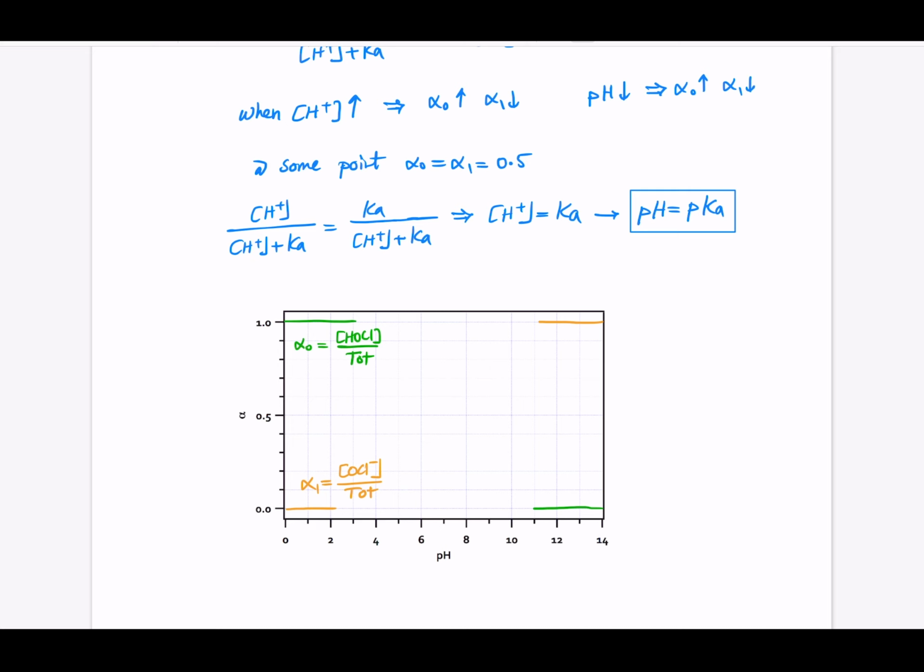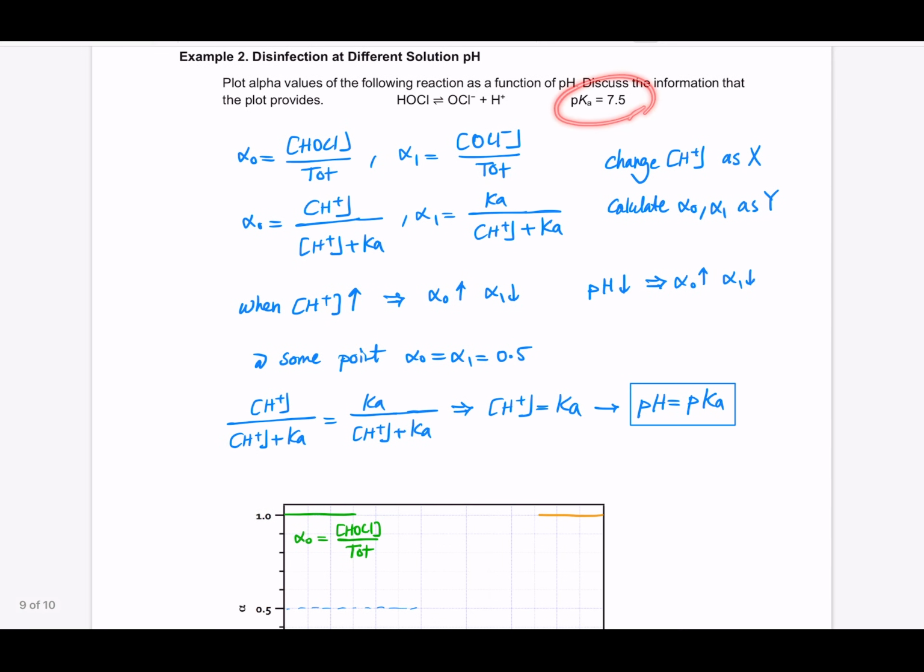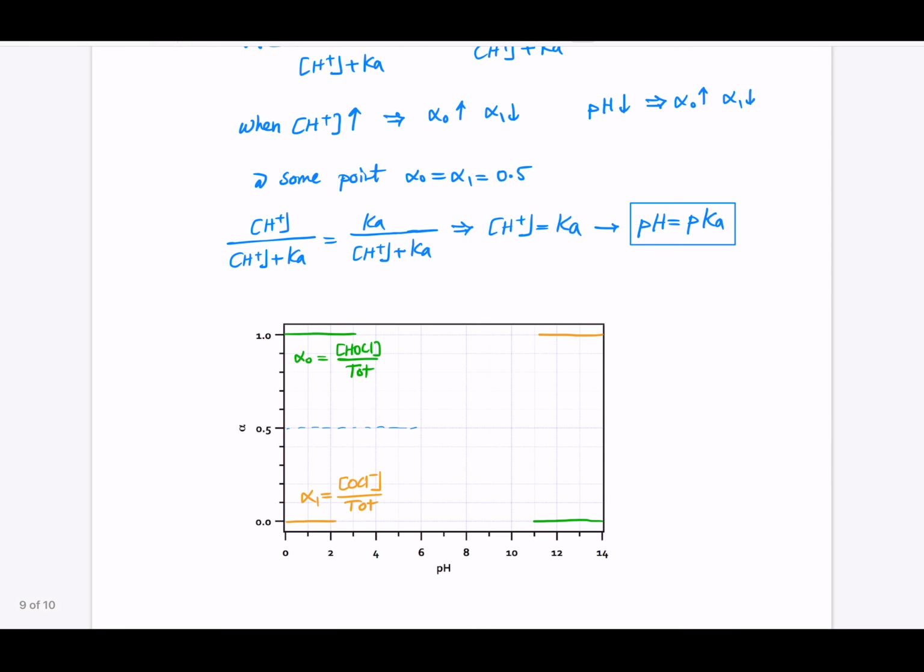So what does it mean? So assume this is 0.5. That happens at alpha of 0.5, right? Alpha of 0.5. We mentioned that pH value would be equal to pKa, and pKa is 7.5. So basically what we have is the intersection of the two.